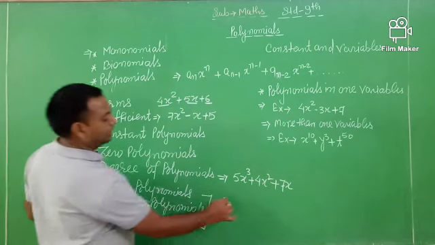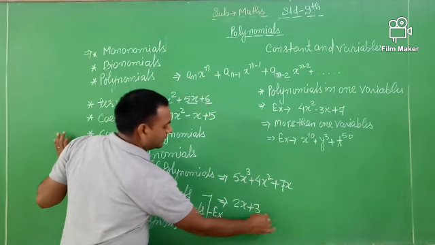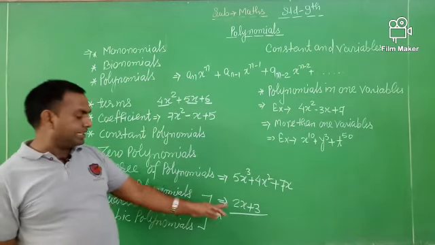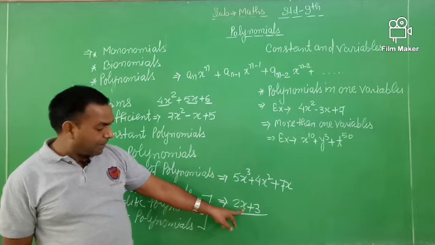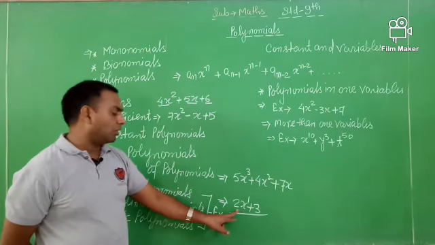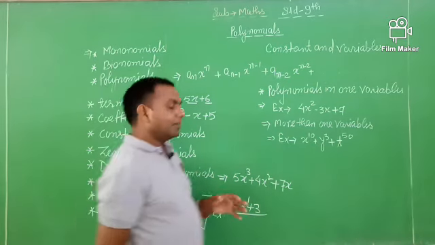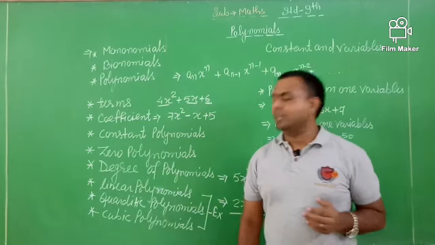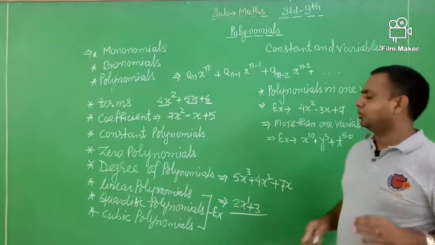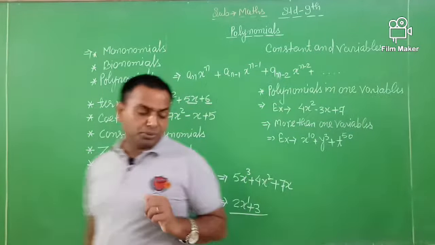As an example, 2x plus 3. This is an example of a linear polynomial, because here you can see the power of x is equal to 1. So this is called a linear polynomial. If the power of any polynomial is 1, then you can say this is a linear polynomial. I think all of you understood.